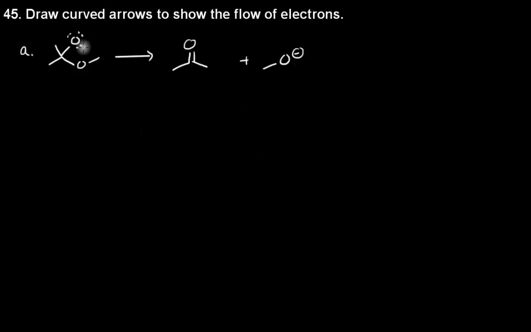Okay, so question 45, draw curved arrows to show the flow of electrons. So first off, take a look at this overall reaction structure that I've drawn out and see if you can figure out where my mistake is. There's a mistake somewhere in the setup.